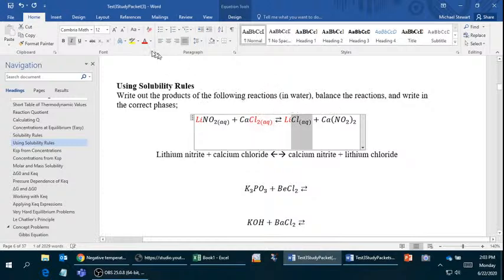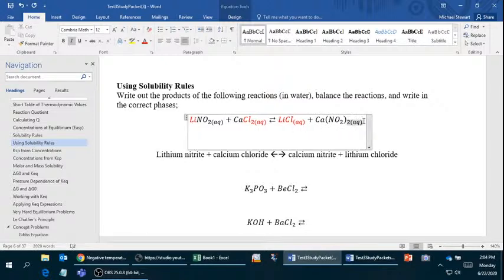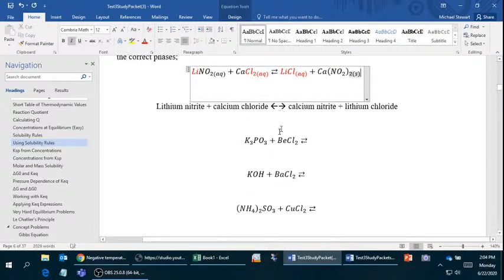And if we look over here, calcium doesn't have a solubility rule, and nitrite doesn't have a solubility rule. So in the absence of other information, we're going to treat this as an insoluble compound. And that's pretty much how most of these are worked out.